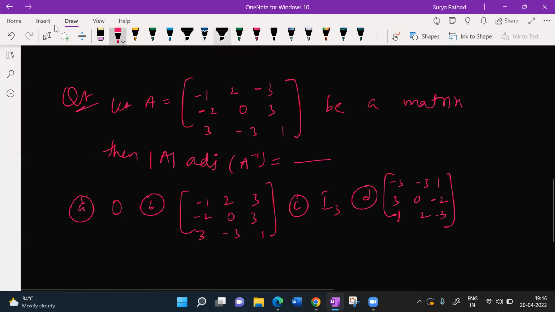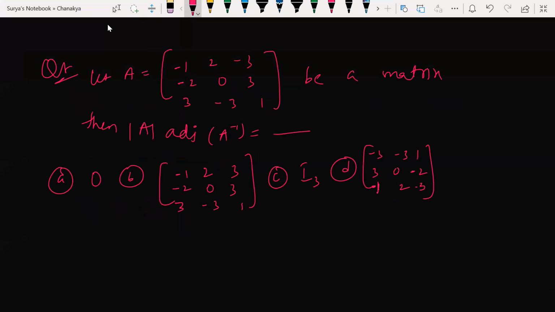Yes, solve this question. A is equal to this given matrix, then determinant of A into adjoint of A inverse is equal to dash. I gave you the properties, beta. As per the properties, you have to solve this quickly. Just 1 minute of time.